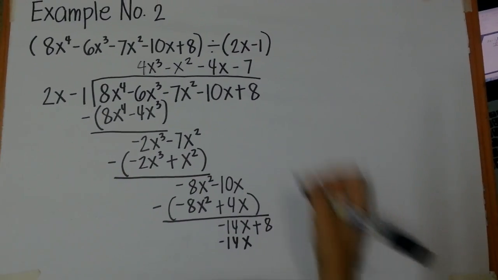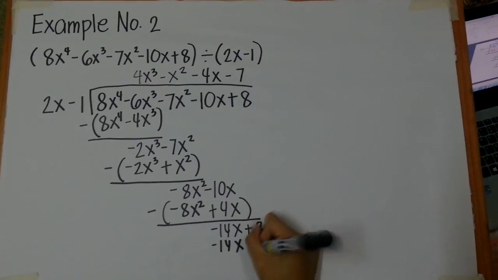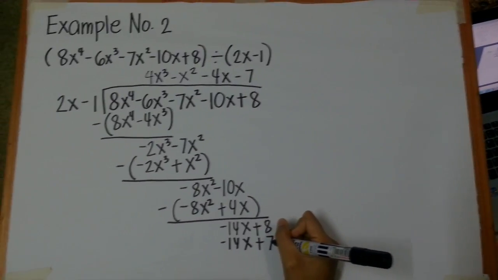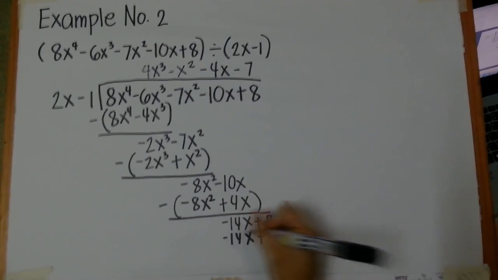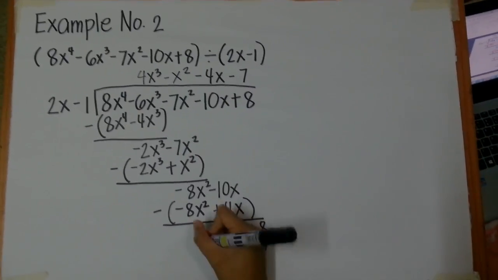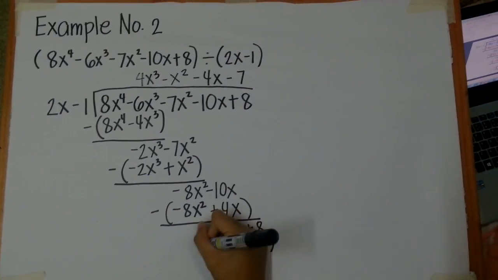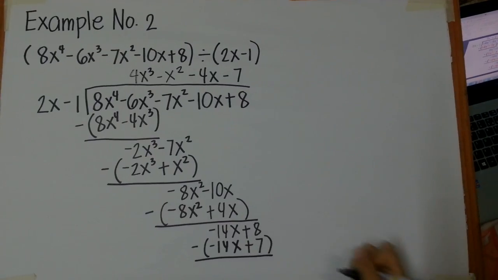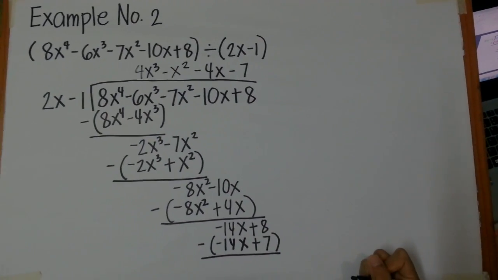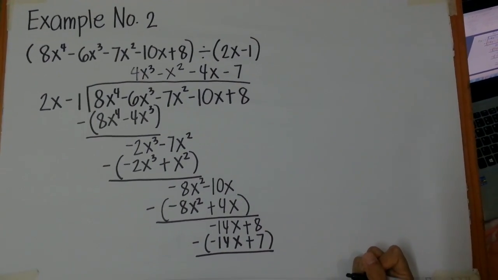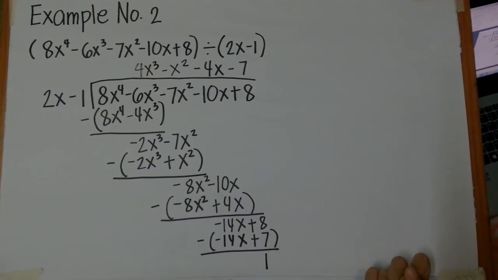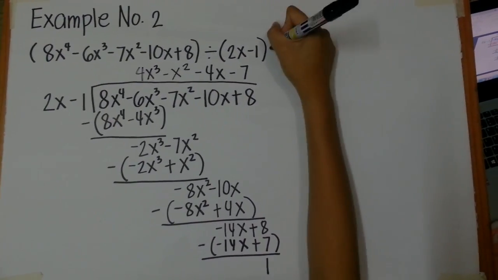Negative 7 times 2x is equivalent to negative 14x. Negative 7 times negative 1 is equivalent to positive 7. We add parentheses in order to avoid confusion. Negative 14x minus negative 14x is equivalent to 0. 8 minus 7 is equivalent to 1. And now we have a remainder of 1.